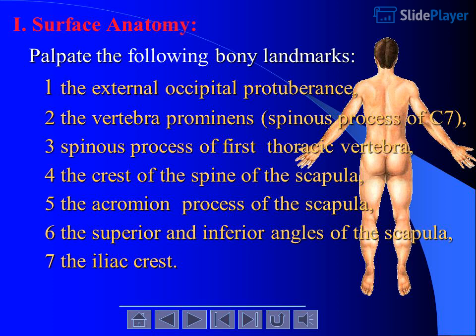Surface anatomy. Palpate the following bony landmarks: 1. The external occipital protuberance. 2. The vertebra prominens, the spinous process of C7. 3. The spinous process of the first thoracic vertebra. 4. The crest of the spine of the scapula. 5. The acromion process of the scapula. 6. The superior and inferior angles of the scapula. 7. The iliac crest.